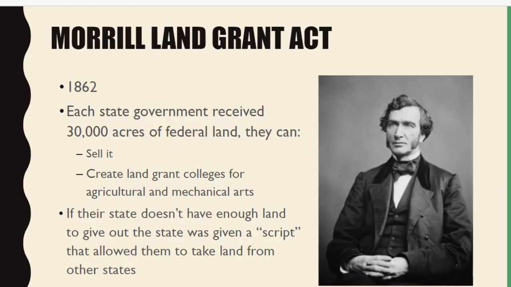So the Morrill Land Grant Act of 1862: each state government is going to receive 30,000 acres of federal land that they can either sell or use to create land grant colleges for agricultural or mechanical arts. If the state doesn't have enough land to give out, the state was given scrip that allowed them to take other land from other states. So this was a good opportunity for states to create wealth, create prosperity, and encourage investment into our future.